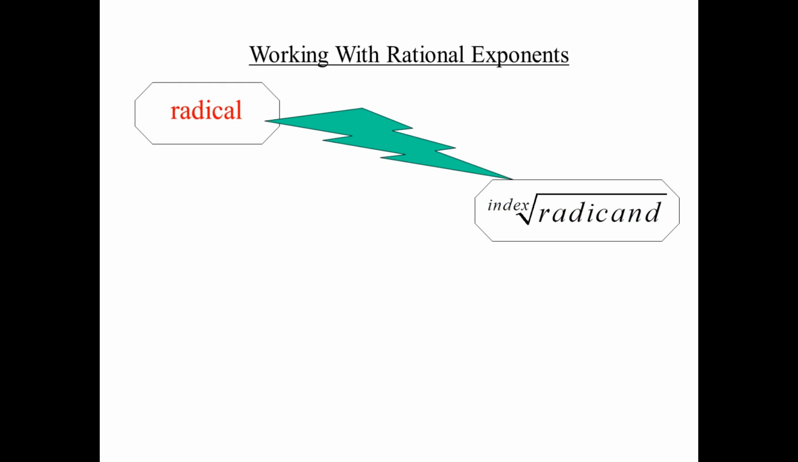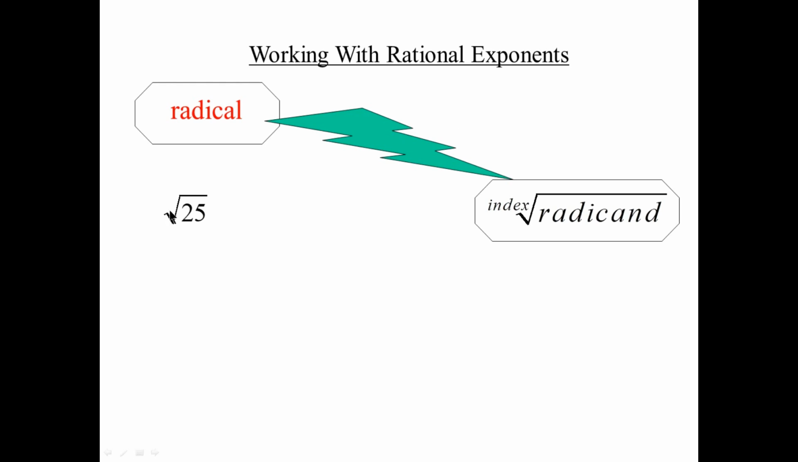Let's review what a radical is. A radical is one of those root signs. Kind of looks like this. And the number underneath this root sign is called a radicand. And there's another number that has probably been invisible to you up to now. It's this number that fits right in here, and it's called the index.